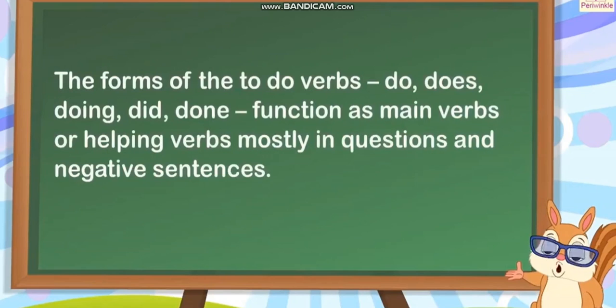The forms of the verb to do: do, does, doing, did, done. Look, students, I have already discussed with you that there are various forms of a verb, and you can see here there are forms like do, does, doing, did, done. These are various forms of the single verb that is do.